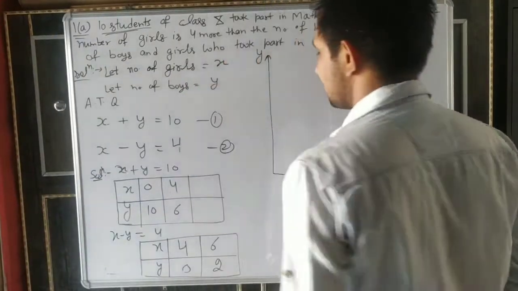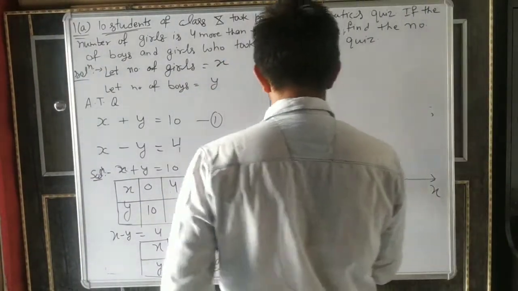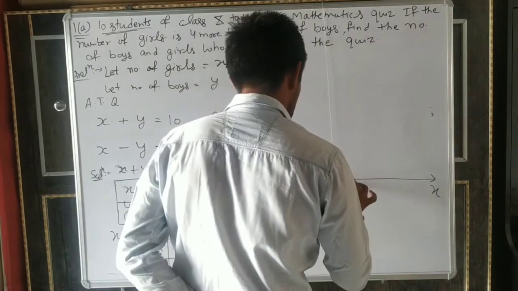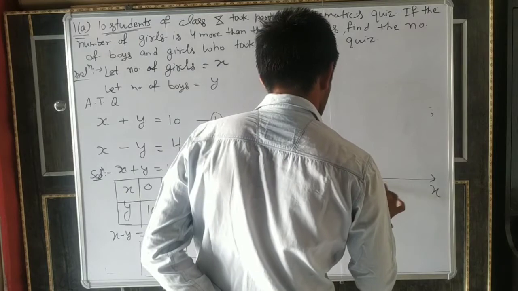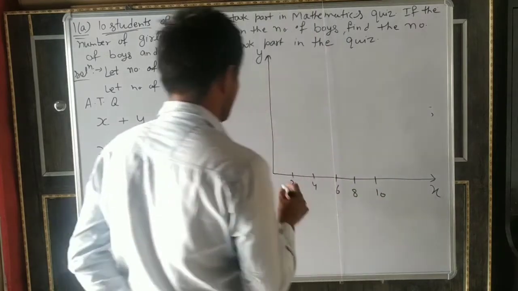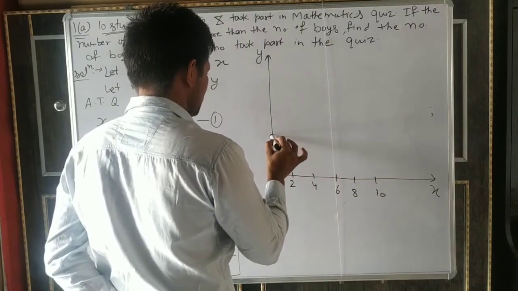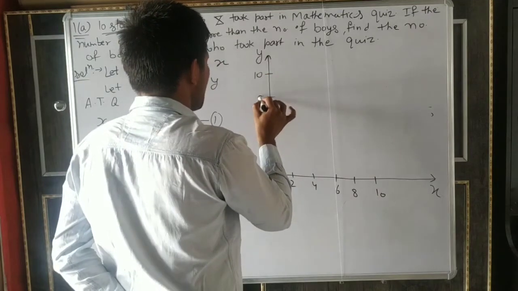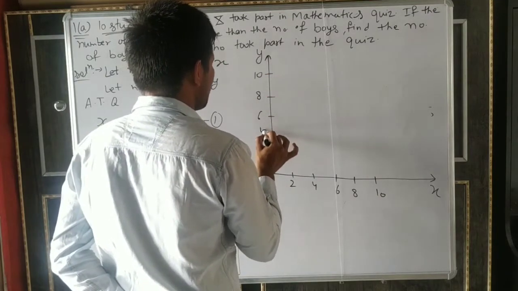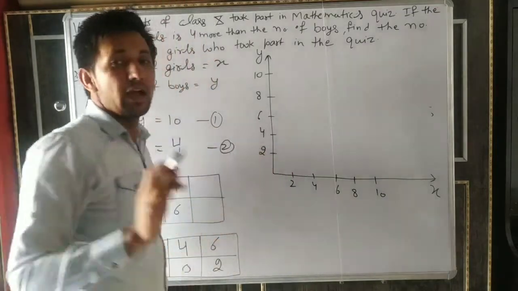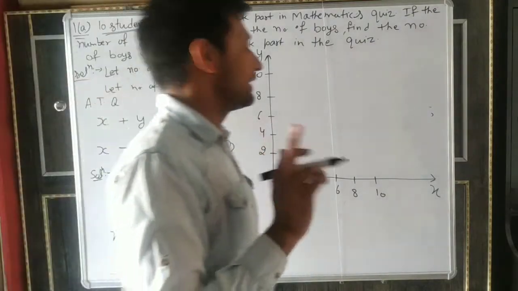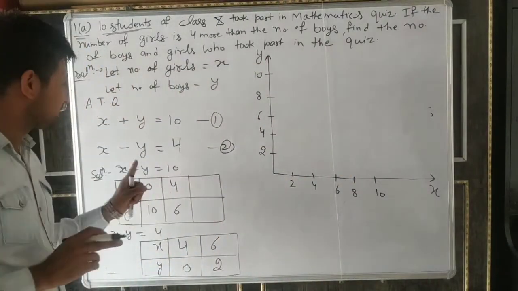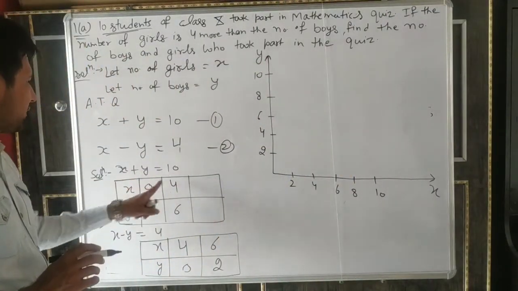So this is the x-axis and this is the y-axis. Mark 2, 4, 6, 8, 10 on the axes. And listen carefully: you have to use graph paper, a pencil and a scale. First we will draw the graph of the first equation, x plus y equals 10.